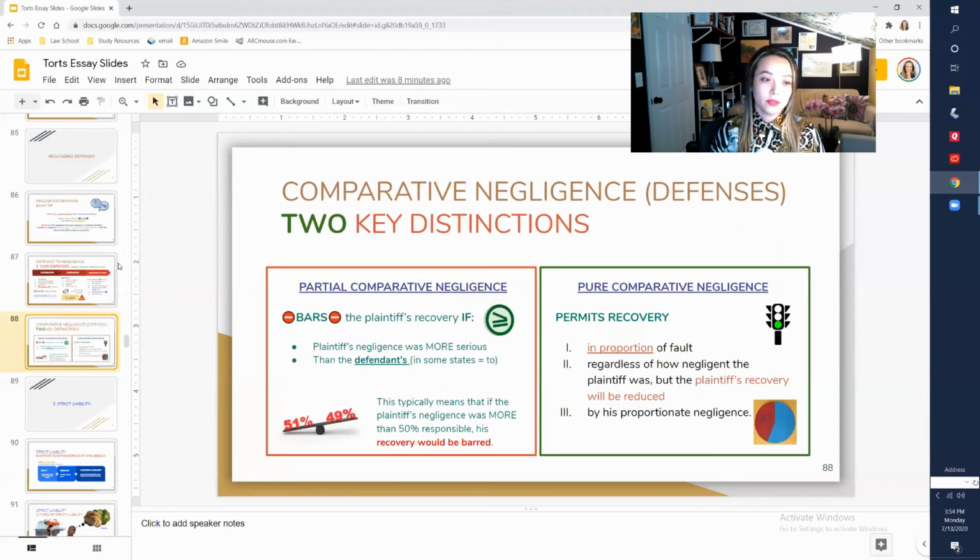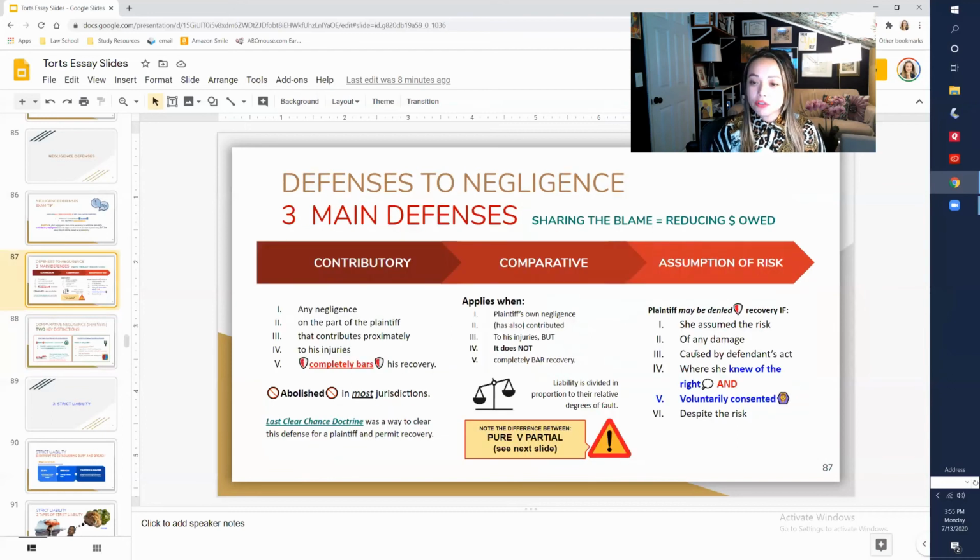Make sure when you're analyzing that, you can take a snapshot of this or make your own card and do a side-by-side. Again, you can do a game saying which is which. And you can say which one totally bars the plaintiff's recovery. If the plaintiff's negligence was more than 50%, then you know it's partial. If it's pure, doesn't matter what they do, they're going to get some monies, but you're just going to have to do a little bit more analysis to show how much. And then assumption of risk.